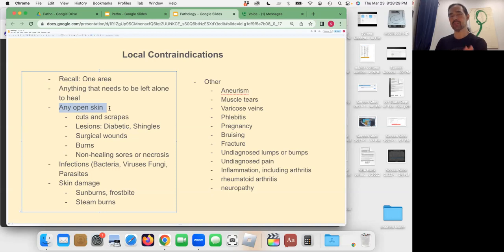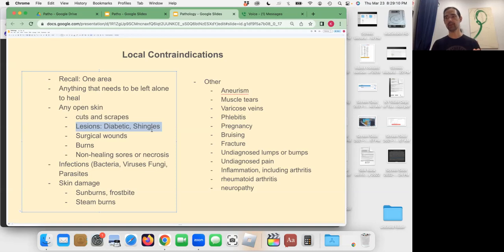But there are certain things that should be obvious to you, like anything where there's open skin. You don't want to work on that limb at all. If it's on the arm, shoulder, leg, hip, stay away from that entire limb. Don't do anything which could open or irritate open skin. That includes obviously cuts, but also scrapes. It includes lesions, like diabetic lesions where the skin is starting to break down and there's a sore. Shingles also causes lesions.